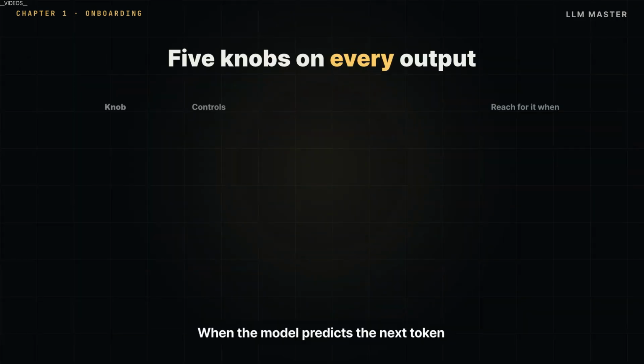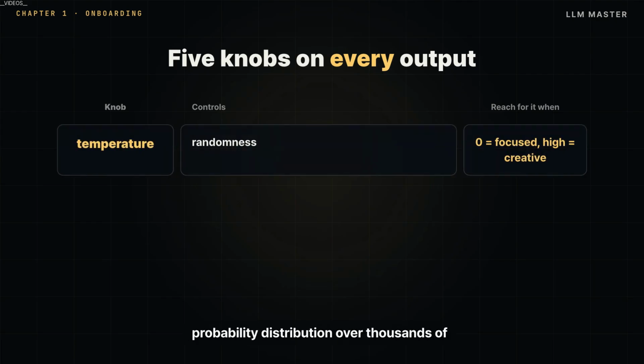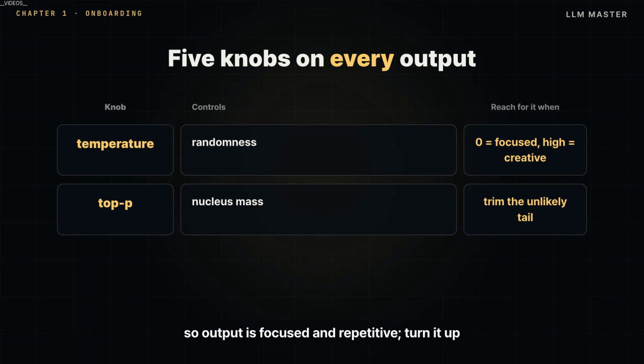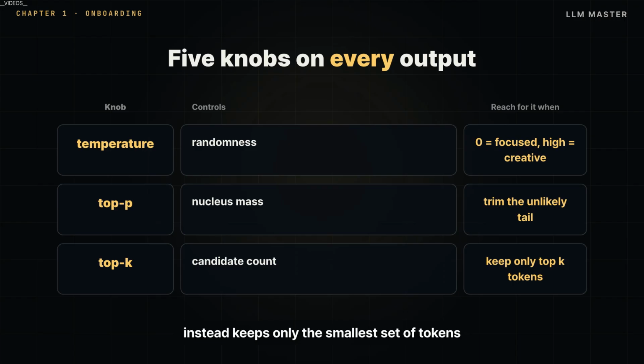Now the dials. When a model predicts the next token, it doesn't get one answer. It gets a probability distribution over thousands of possible tokens. Sampling parameters decide how you pick from that distribution. Temperature is the master control. Near 0, you almost always take the single most likely token, so output is focused and repetitive. Turn it up and you flatten the distribution, letting less likely, more surprising tokens through. Top P, or nucleus sampling, instead keeps only the smallest set of tokens whose probabilities add up to P, trimming the unlikely tail. Top K is the blunter cousin. Keep the K most likely tokens, drop the rest.